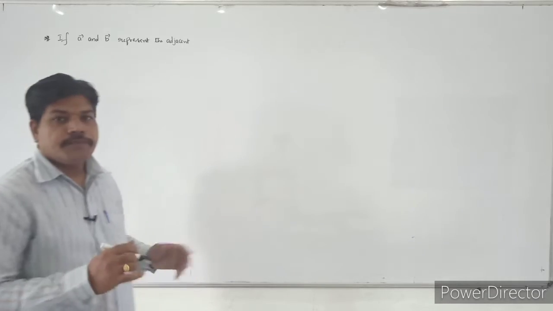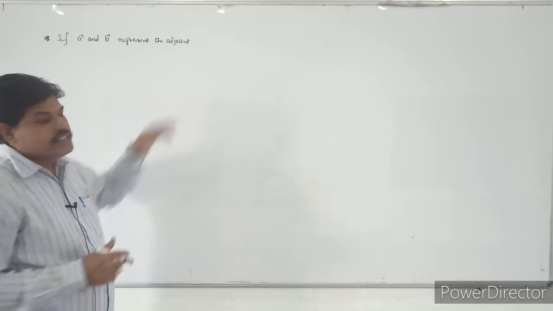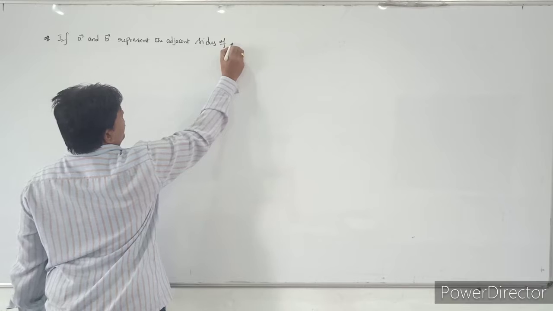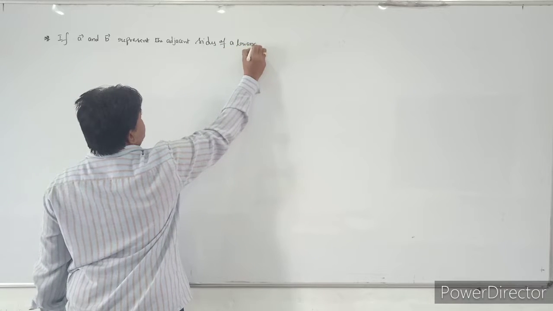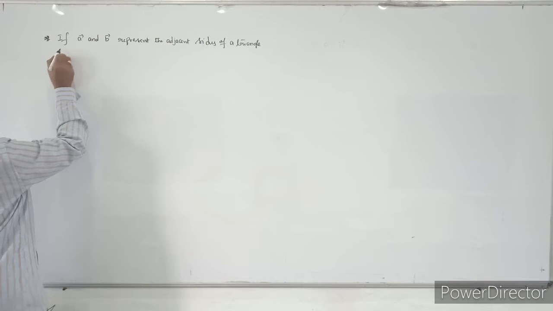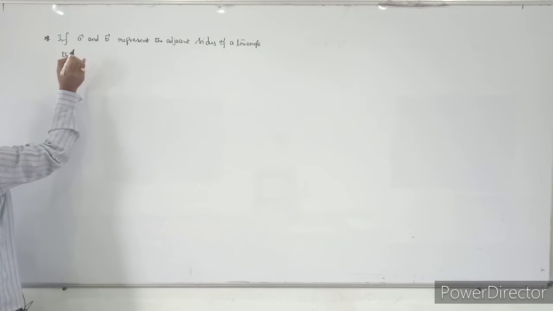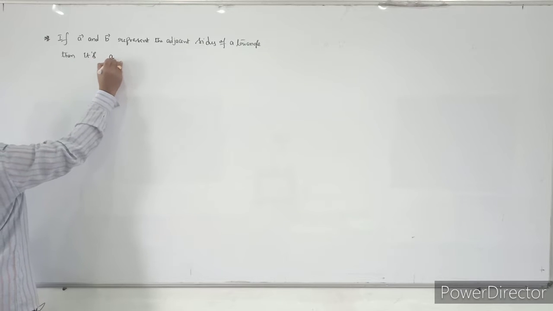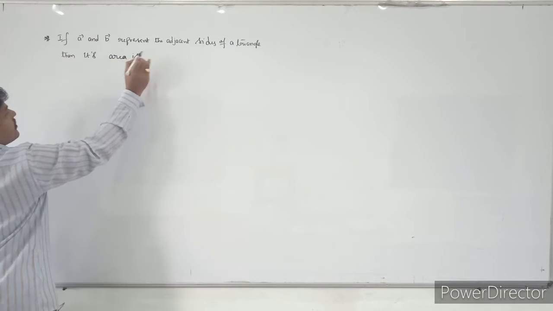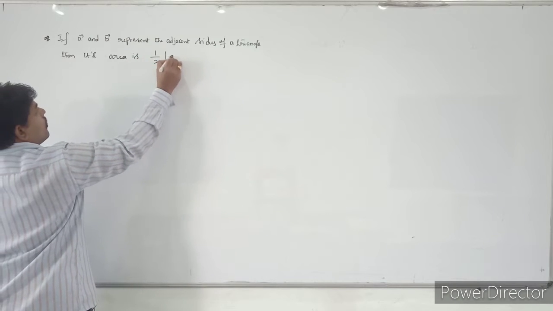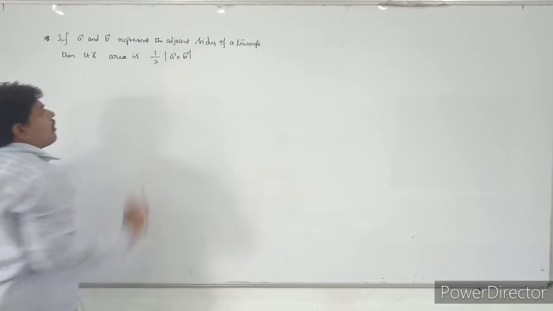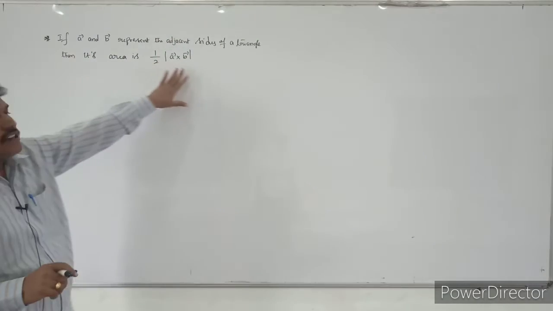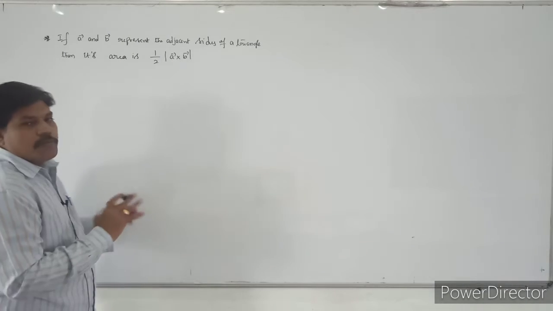So students, if A bar and B bar represent the adjacent sides of a triangle, then its area is half mod A bar cross B bar. If A bar comma B bar represent the adjacent sides of a triangle, then the area of the triangle is half mod A bar cross B bar.